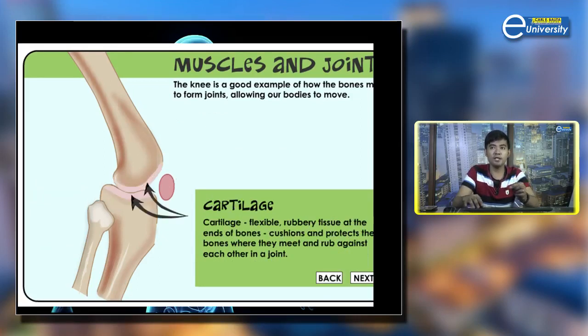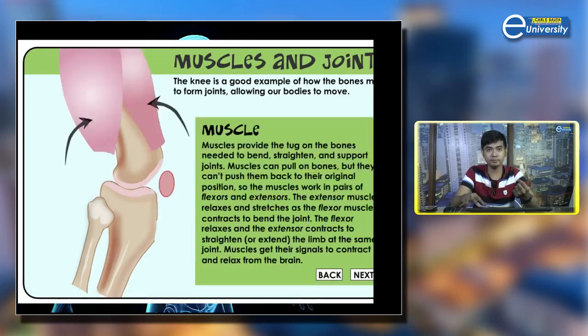So we're going to deal now with the important connective tissues present between muscles and bones. We have what they call cartilage. Cartilage is a flexible, rubbery tissue at the ends of the bones that cushions and protects the bones where they meet and rub against each other in the joint. So the main function of cartilage is to prevent the wear and tear of the bone, since cartilage provides this cushion or protection between the two bones.